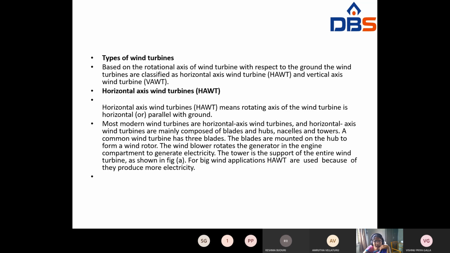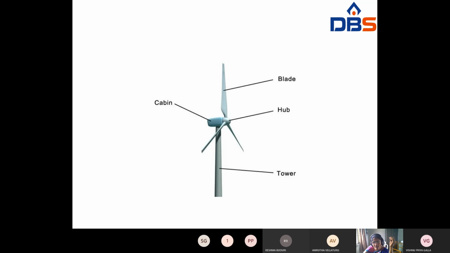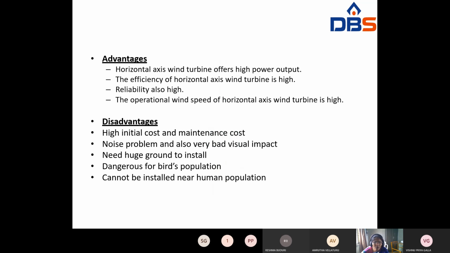See, this is the horizontal axis wind turbine. This is the tower, and this has the hub. On the hub you place the rotor. Inside you place the generator, and this has the blades. Through these blades it will be rotated. Advantages: the horizontal axis wind turbine offers high output power, and its efficiency is high. Reliability is also high. The operational wind speed of the horizontal axis wind turbine is also high. Operational wind speed is high, reliability is high, efficiency is high, and it gives high power output. These are the advantages of the horizontal axis wind turbine.